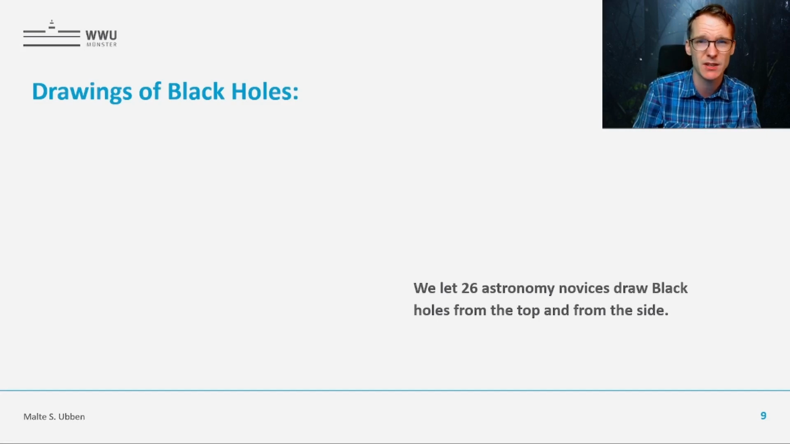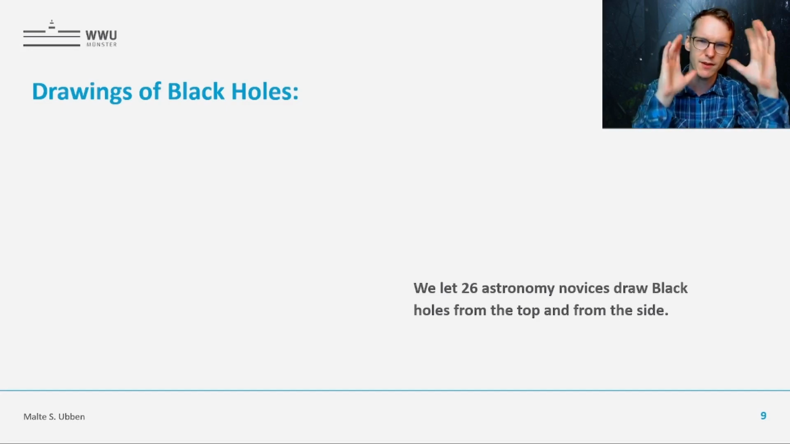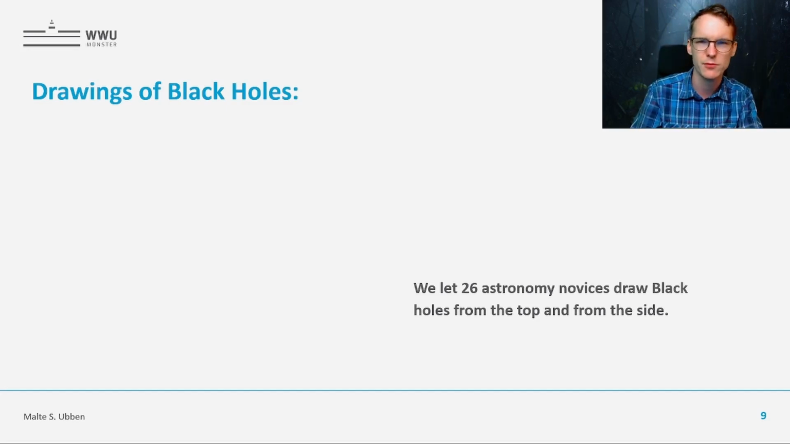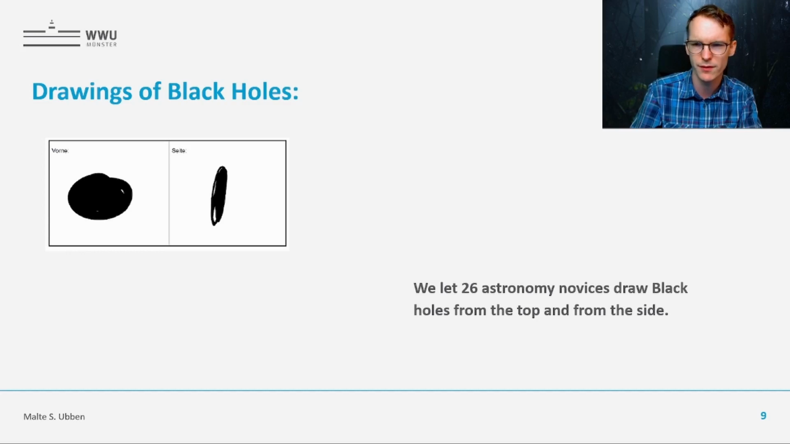Why from the side? Because the top is probably a black circle, like the image we all know. But what's from the side? How do they imagine that? That's the interesting part, because we thought they might imagine different shapes. So let's see what the people drew. So this is one of the things. Sorry for the German labeling, I didn't change that.